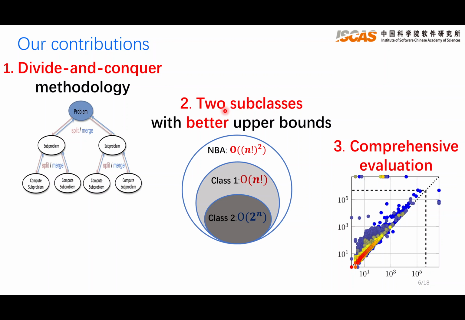Second, by using our determinization construction, we prove that two subclasses of Büchi automata have better upper bounds. One class has complexity n factorial, and the other has complexity 2 to the power of n. Both are exponentially better than previous results. Finally, we have conducted a comprehensive empirical evaluation on a large set of benchmarks and confirmed that our algorithm is practical.